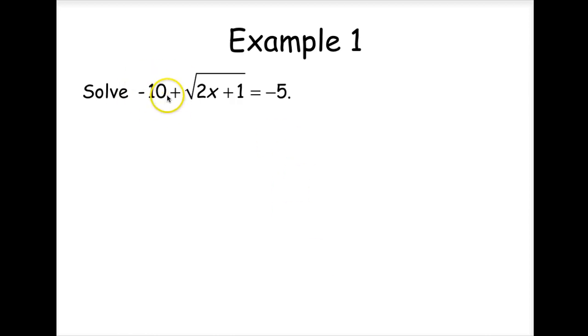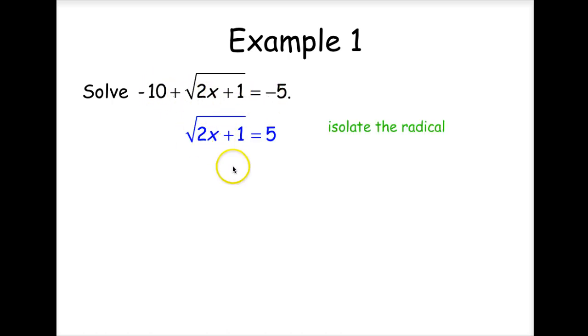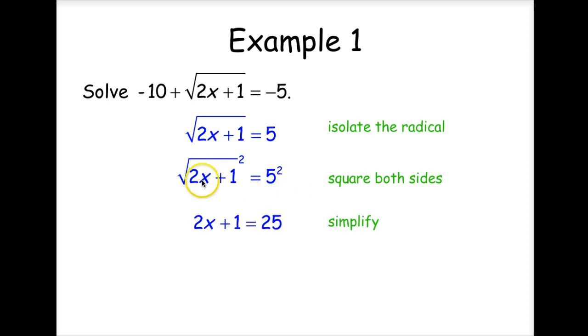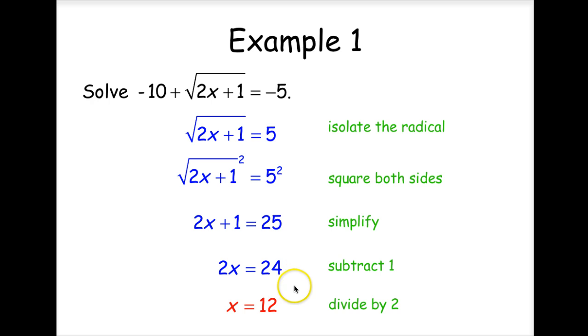As you see, there's a negative 10 that's added to this radical. So we add 10 to both sides to isolate the radical. It has an index of 2, so let's square both sides of this equation. Whatever you do to one side, if you do the same thing to the other, it keeps the equation equal. That leaves us with 2x plus 1 equals 25. Now you simply solve for x the way you're used to, by subtracting 1 from both sides, dividing both sides by 2. Very simple, huh?